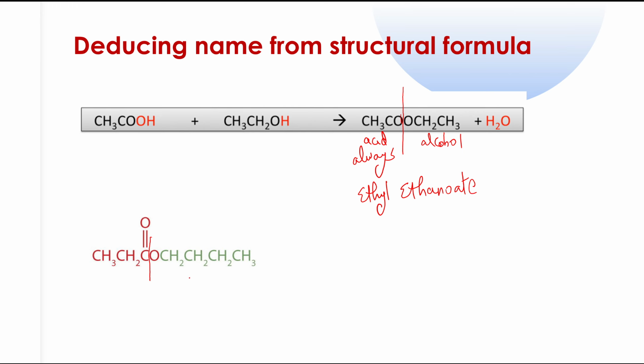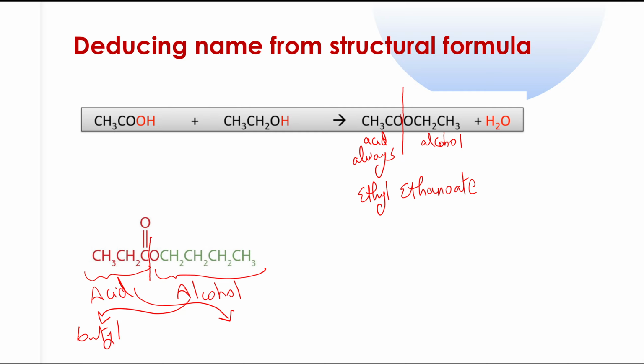Here, the alcohol part comes second in the structural formula, and the acid part comes first in the structural formula. Always. Reversing the name, the alcohol part comes first in the name, and the acid part comes second. How many carbons? 4 carbons. So I have butyl and propanoate.